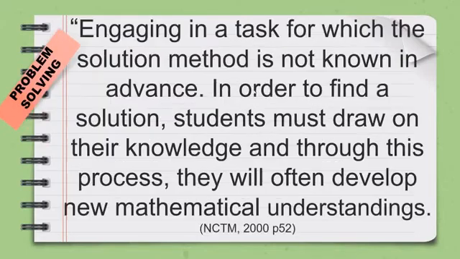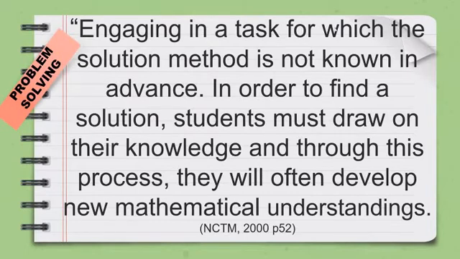So what is a problem? How do we define problem solving? Anyone who would like to read? Will you raise your hand? Please use the raise hand button there. Maylene Rose. Engaging in a task for which the solution method is not known in advance, in order to find a solution, students must grow in their knowledge, and through this process, they will often develop new mathematical understandings. Okay, so that is problem solving.